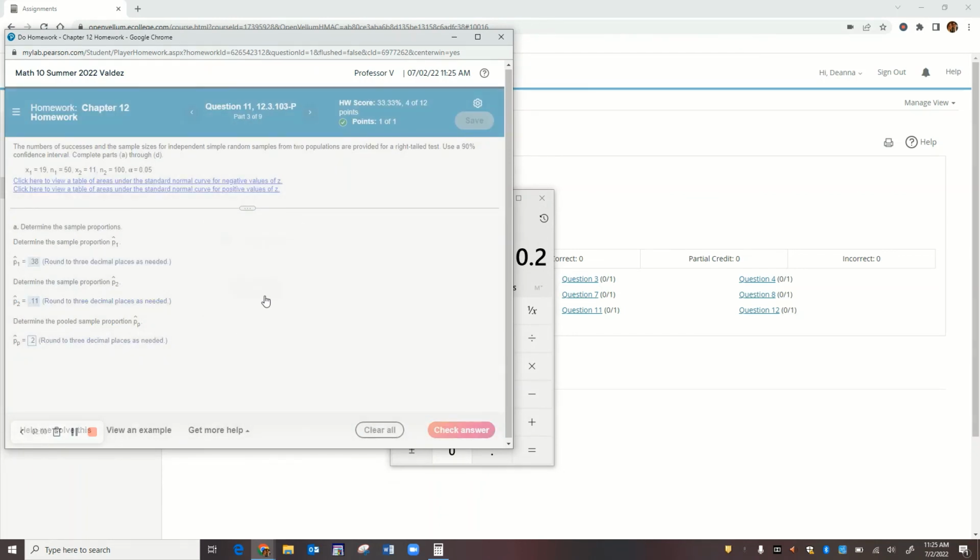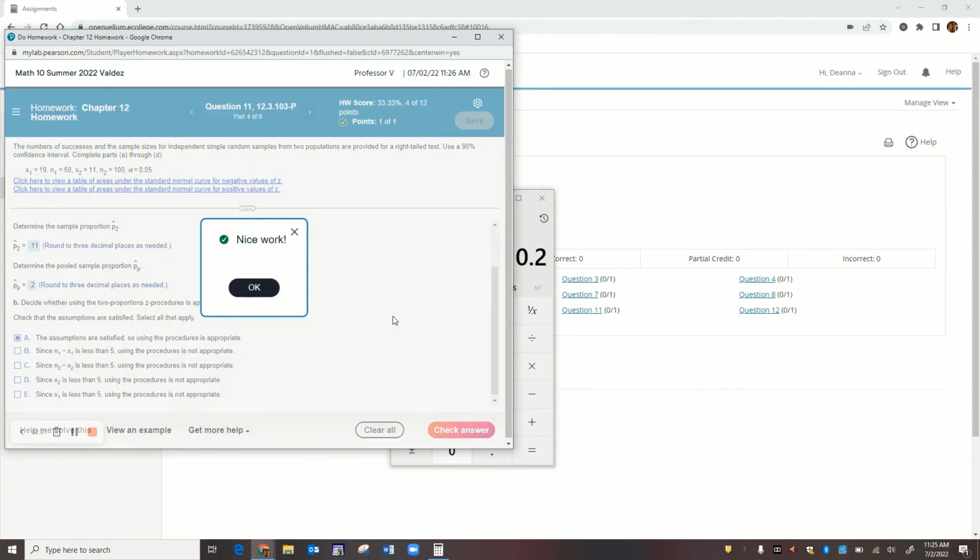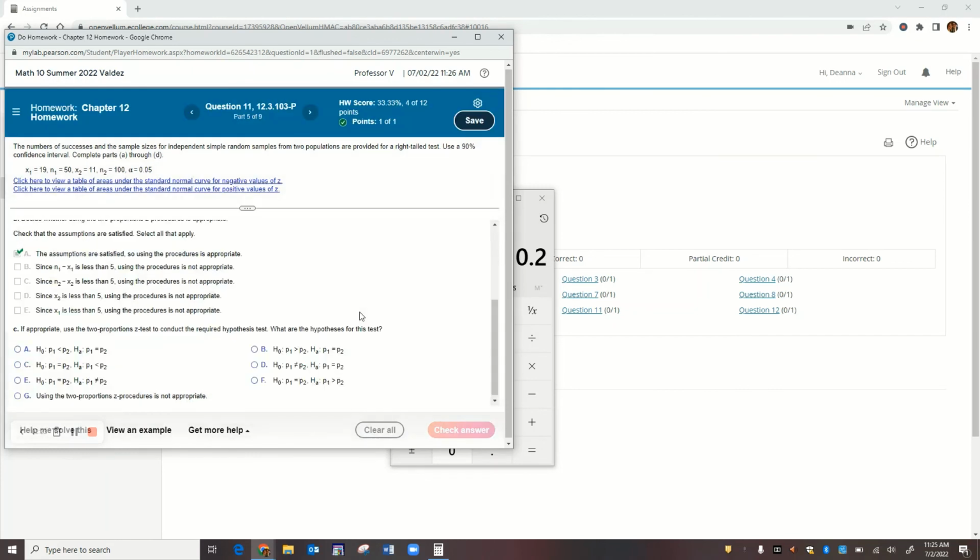Good job. Okay. Decide whether using the two proportion z procedure is appropriate. Well, they told me in the beginning we have independent and simple random samples. The size is sufficient: n times p, or if you just look at x1 and x2, they're greater than or equal to 5. So everything's fine. We can go ahead and perform the procedure.